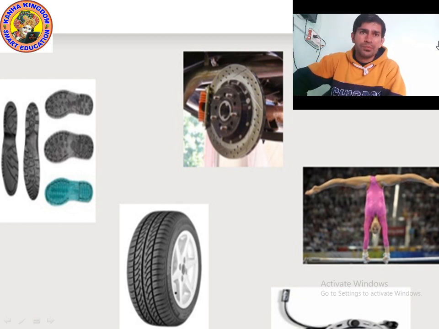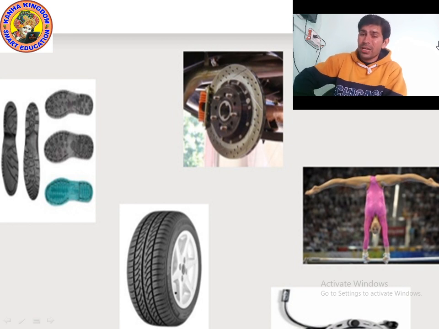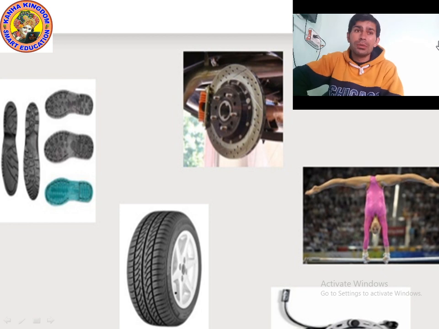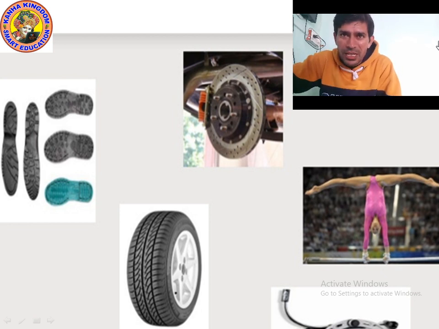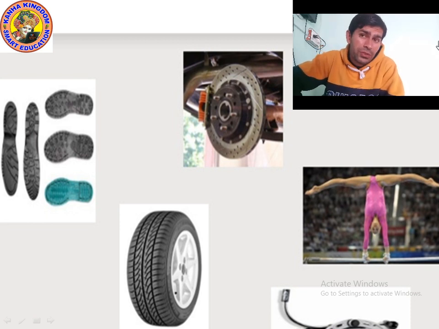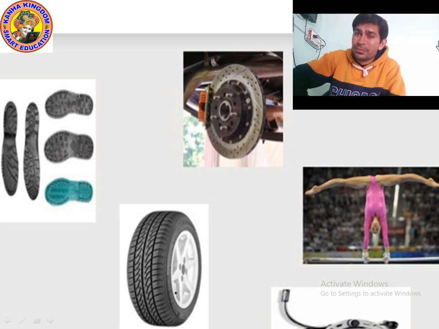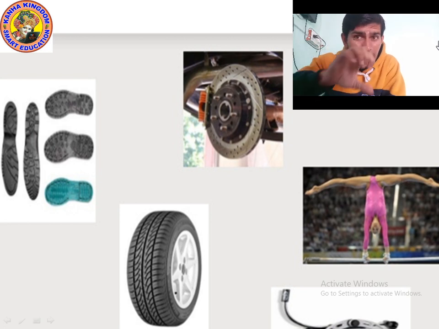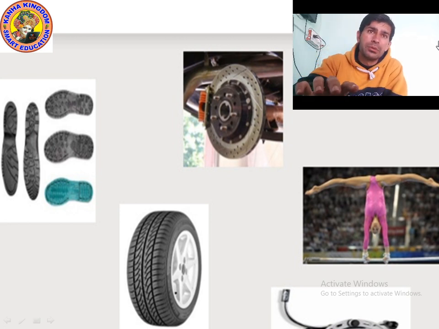And you can see the brake pad of the vehicle. They are actually rough. Why? To stop the moving vehicle when the brakes are applied. You can see the picture of a gymnast. A gymnast applies some coarse substance on the hand for better grip. So in this way we can increase the friction.